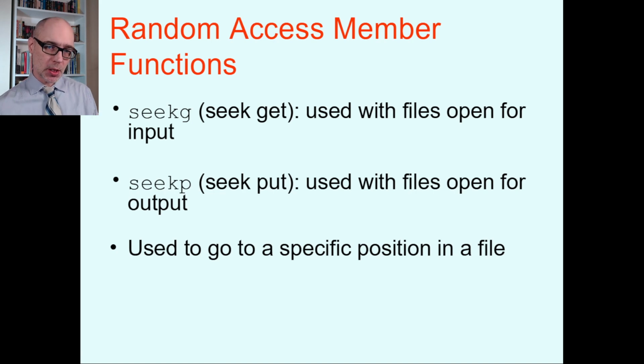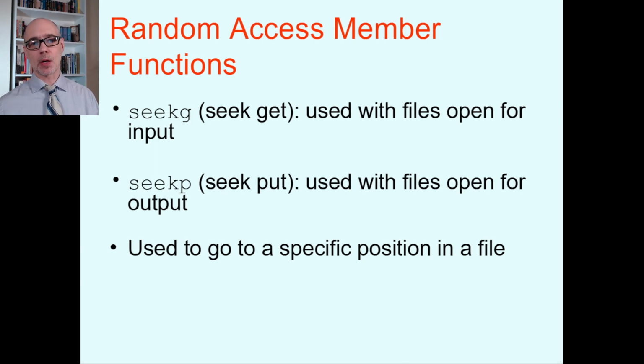So seekg, which is short for seek get, is the function that gets used for files that are open for input, right? An input file is something that I'm getting information out of, so they called that seekg. And seekp, which is short for seek put, is the version of the function you need to use when you have a file that's open for output. An output file is something where I'm going to jump to a particular byte in the file and then put some data into it, write some data to it. And either one of these goes to a specific location in the file.